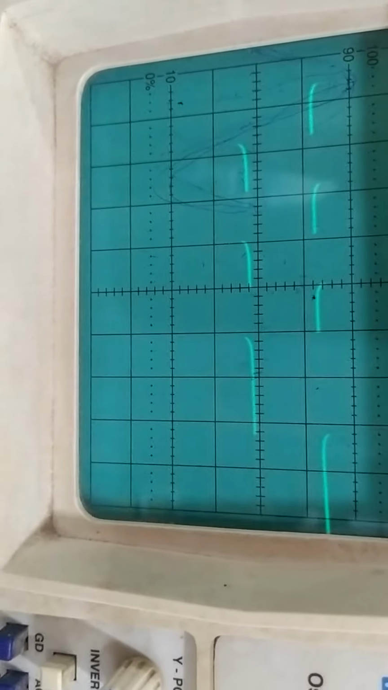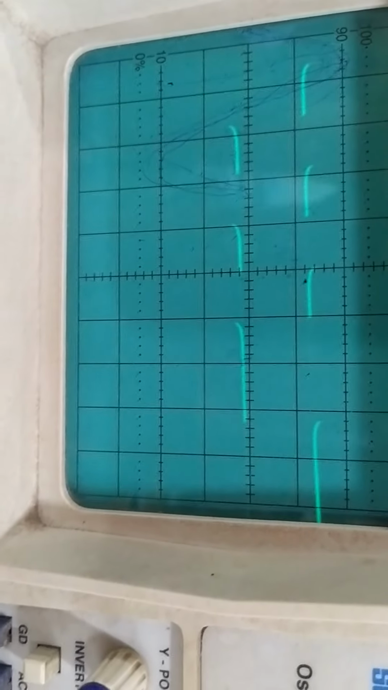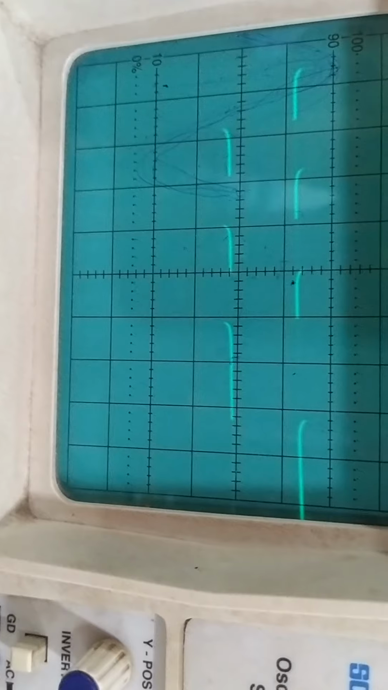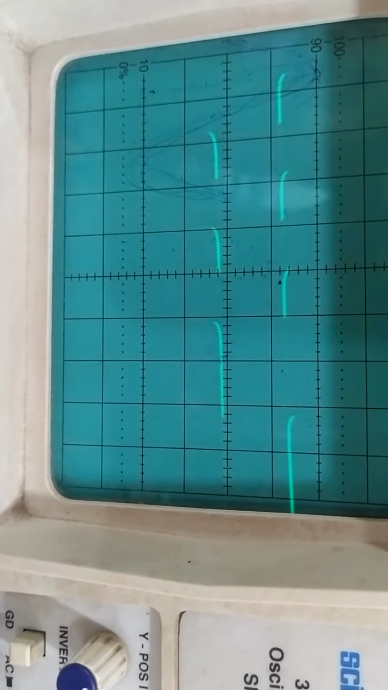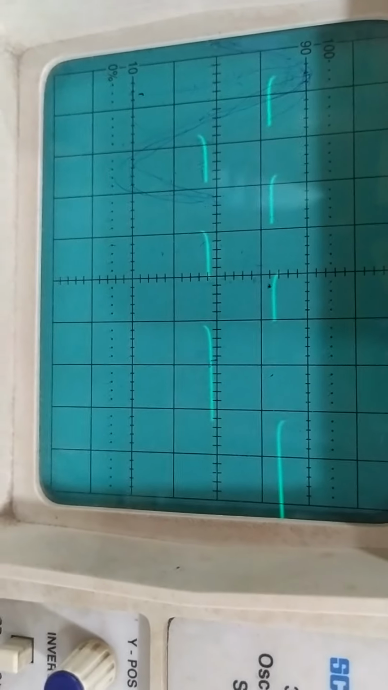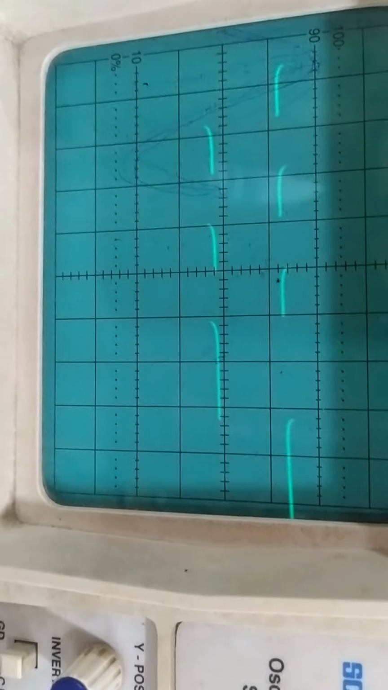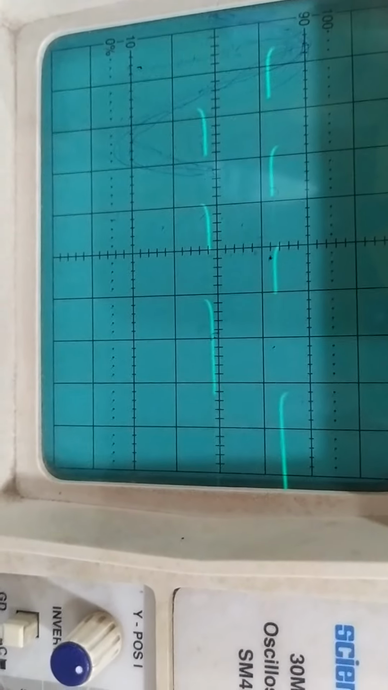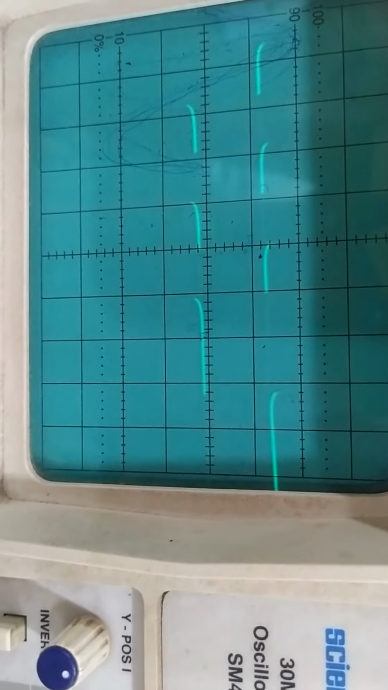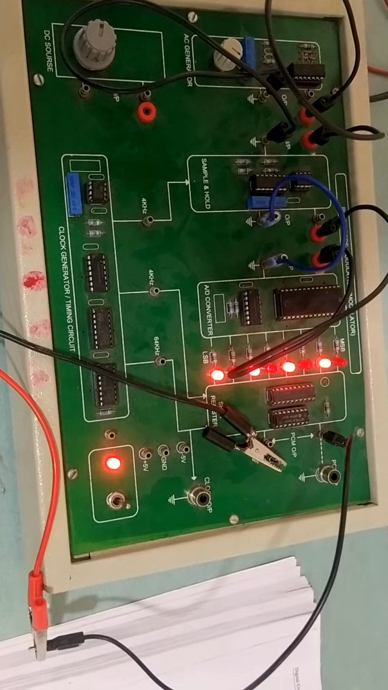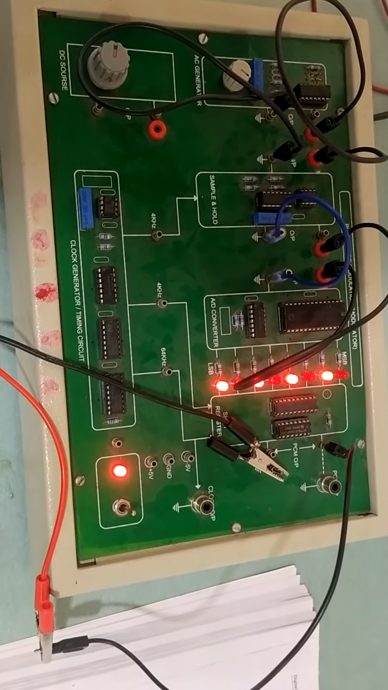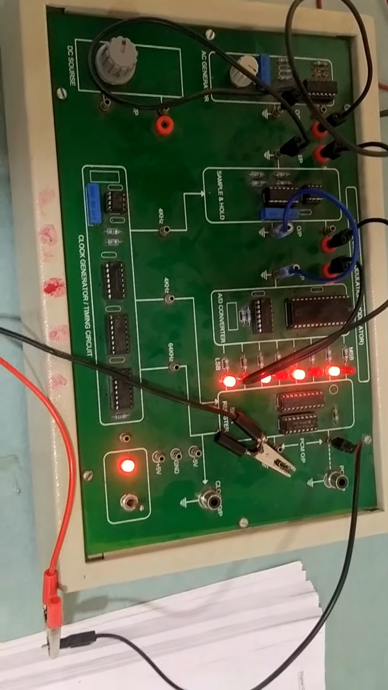This one is the PCM output available at the PCM transmitter, and we get a digital signal in the form of 1010. The signal available at the output is 101010. In this way we will study the practical of the PCM modulator.